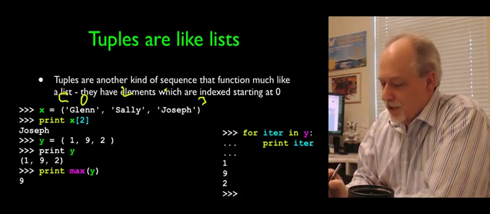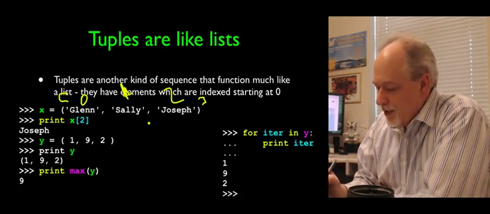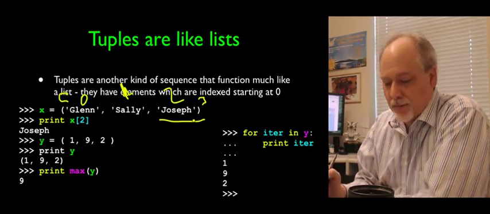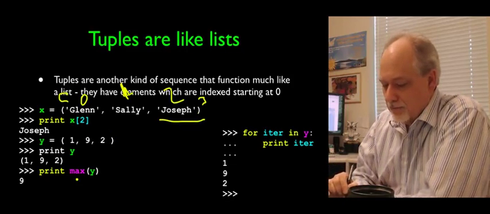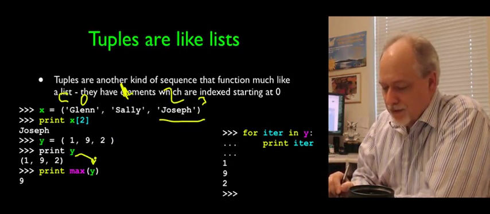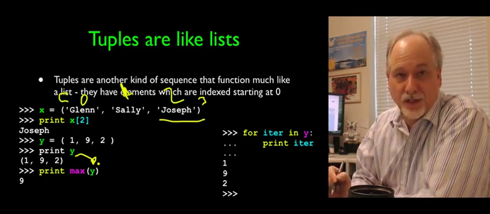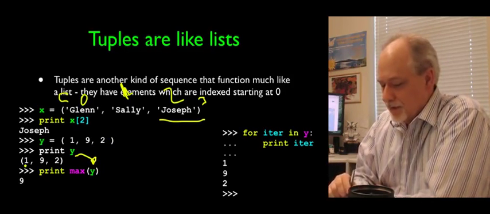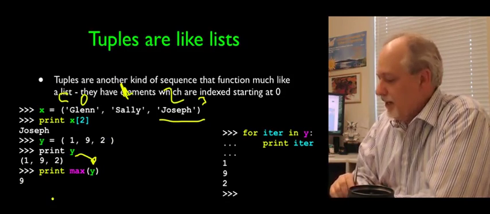Okay, and so like here is a three-tuple with three items in it: Glenn, Sally, and Joseph. They are numbered 0, 1, and 2, so the second thing is 1. So x sub 2 is indeed Joseph. We can pass them in as sequences to things like max or min or sum. And so the maximum of 192 is 9.